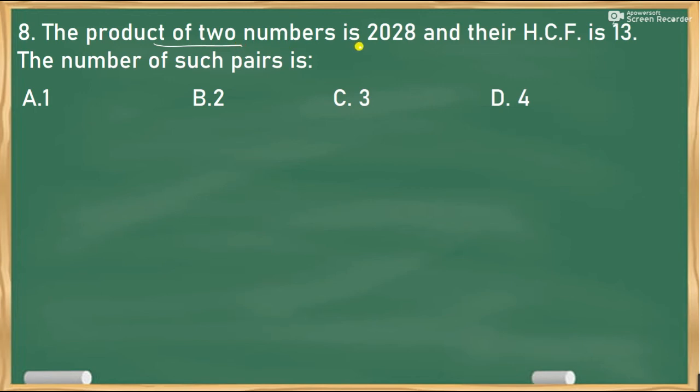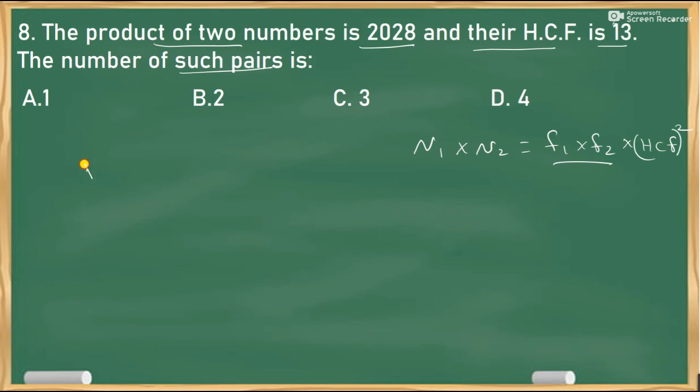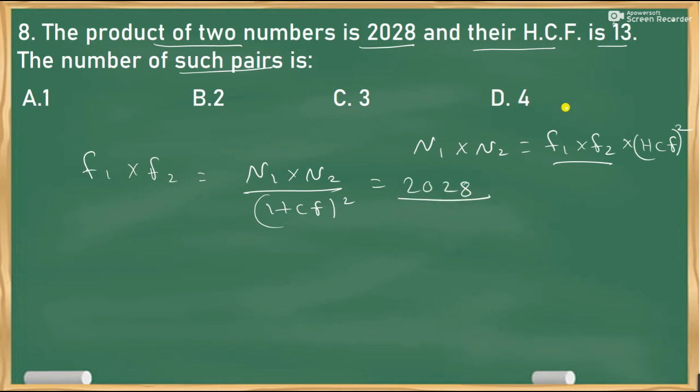The product of two numbers is 2028 and the HCF is 13. The number of such pairs is, okay. Now I already know the product of two numbers, N1 into N2, is F1 into F2 into HCF square, because N1 is F1 into HCF and N2 is F2 into HCF. Now what does F1 F2 do from here? F1 F2 is nothing but the product of the numbers by HCF square.